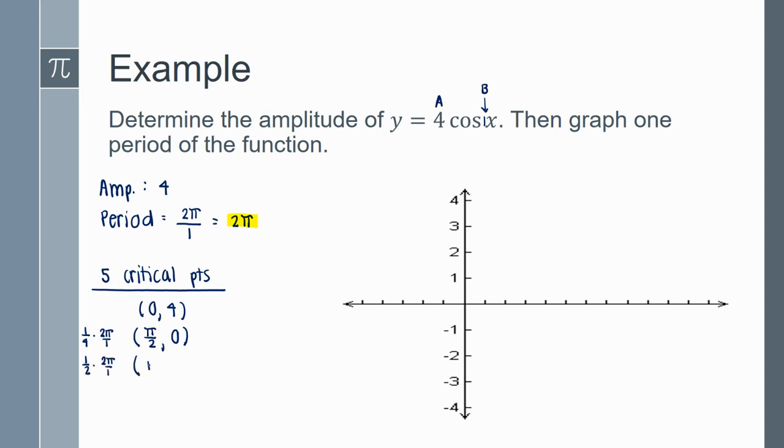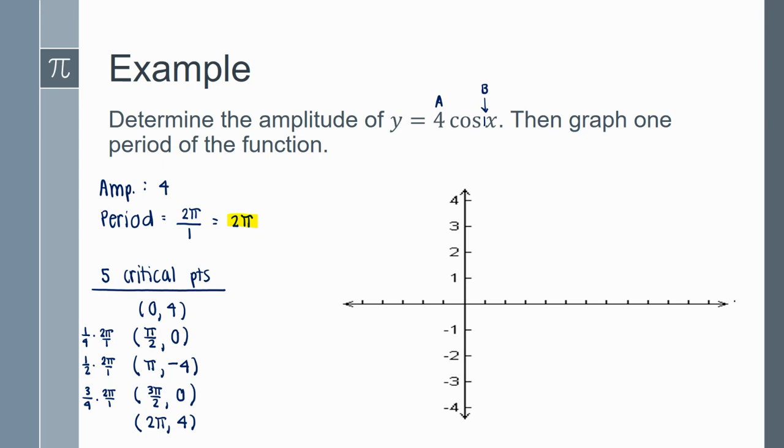Then I want to take half of the period. Half of 2 pi is going to be pi, and now I want to go to the opposite of a. The opposite of 4 would be negative 4. Then I want 3/4 of the period, so 3/4 of 2 pi would be 3 pi over 2. This is when I'm back on the x-axis, so 0 is the second half. Finally, I want the full period, so that's 2 pi. And remember, I start at a, I end at a. So that's 4.